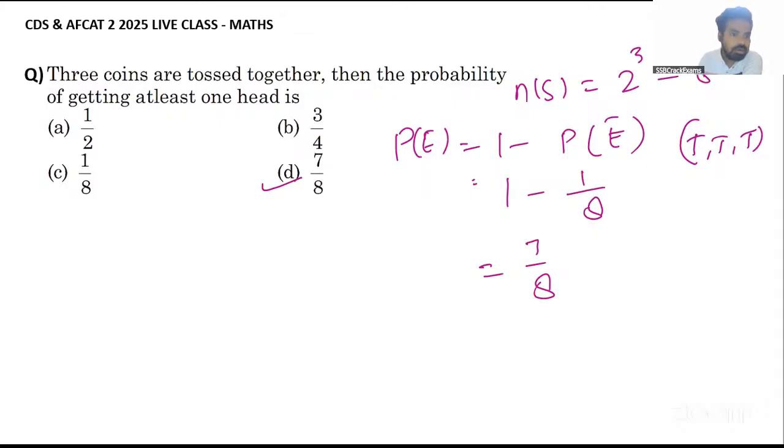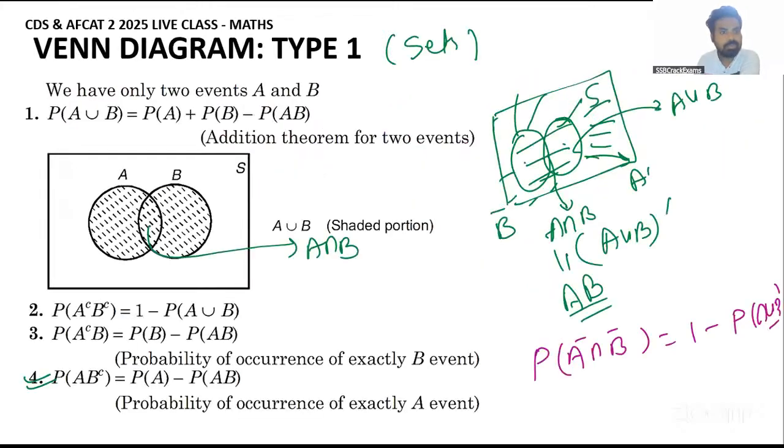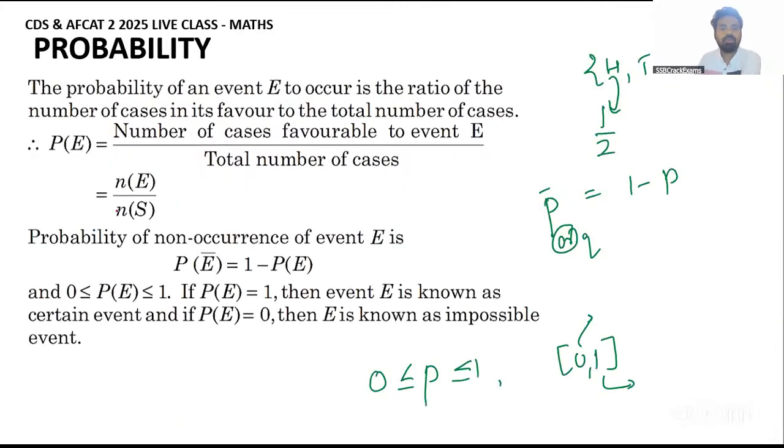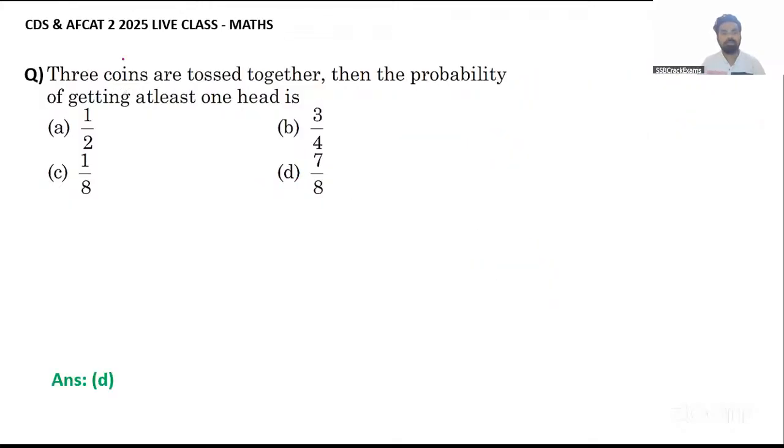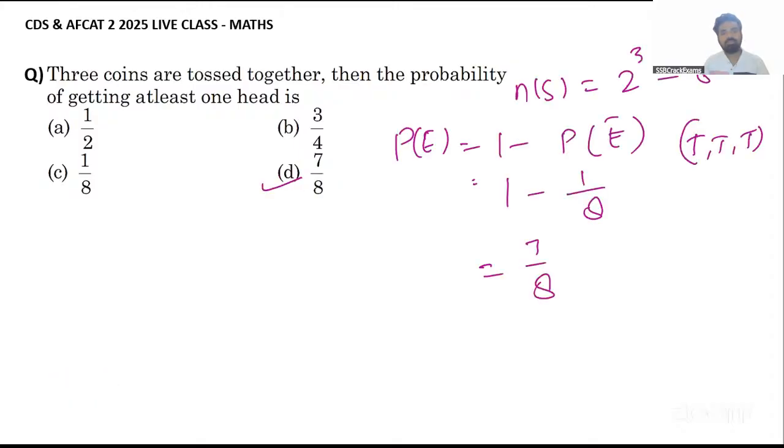This is the same formula that I have told you. The probability of non-occurrence of an event, P(E bar), is equal to 1 minus P(E). So you can take P(E) this side and bring E bar this side. So when three coins are tossed together, the probability of getting at least one head is 7 upon 8.